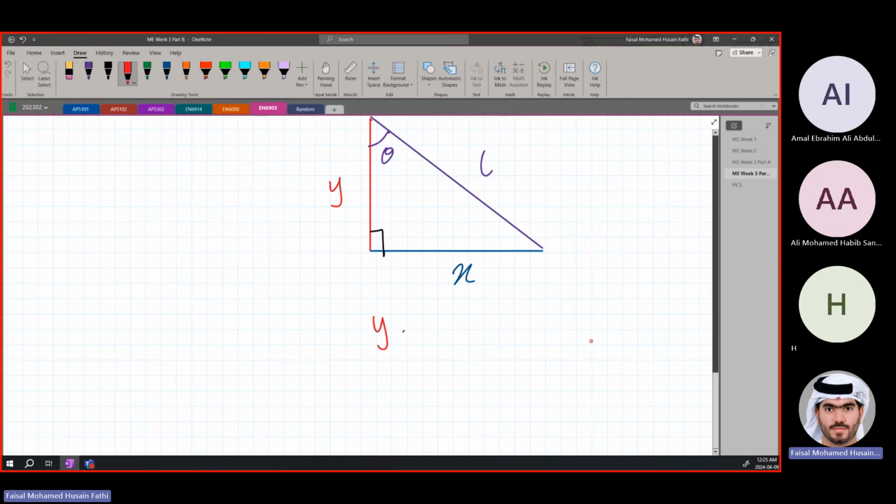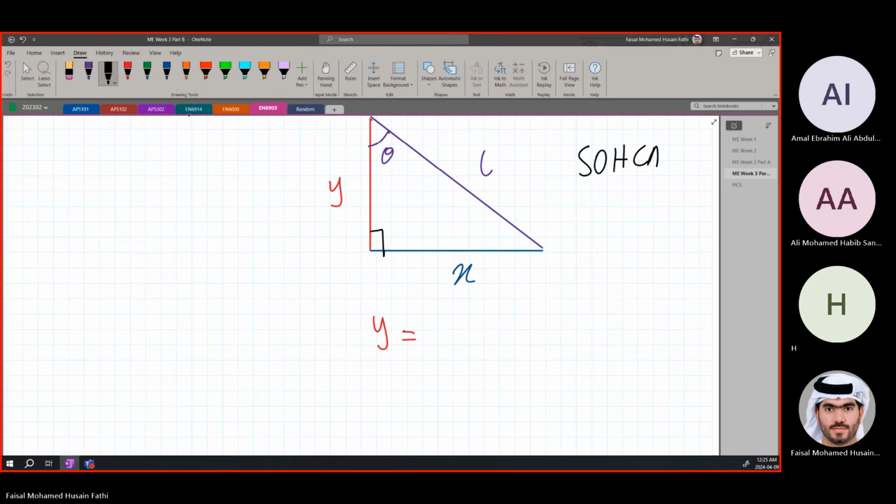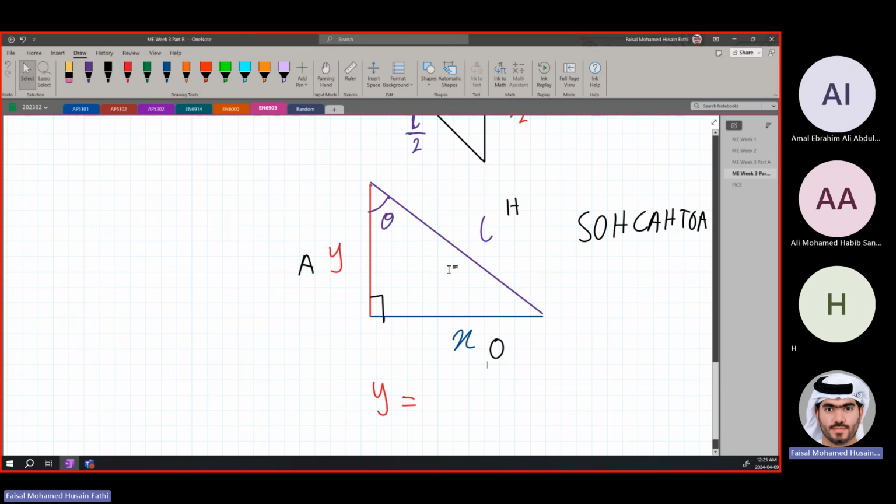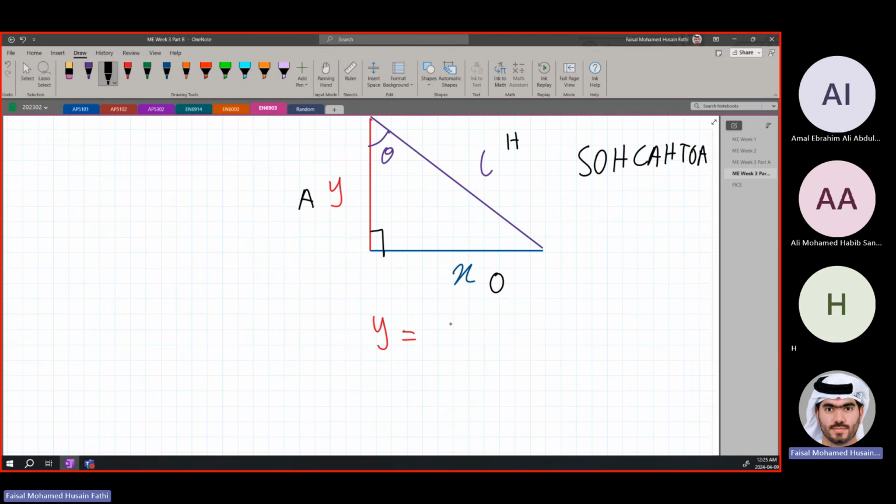We know that y is equal to, if we use SOHCAHTOA, all right? Let me write it in black actually, it's better. L is our hypotenuse, Y is our adjacent, and X is our opposite. So we want both of these to be in terms of L. We want every equation to be in terms of L so that we can cancel out as many as we can.